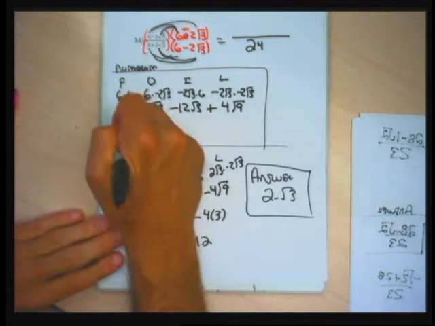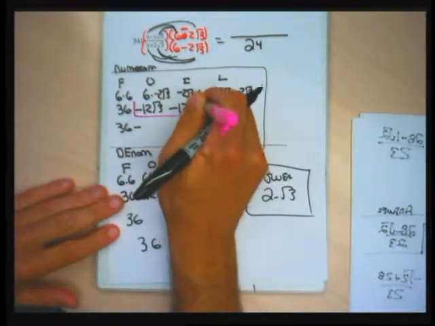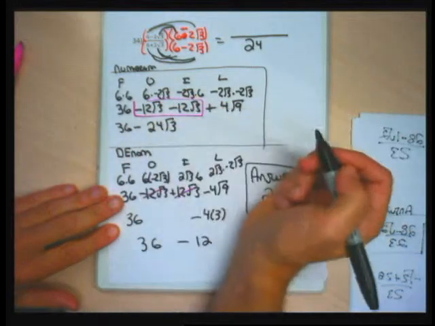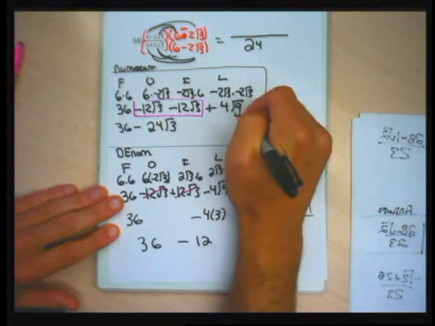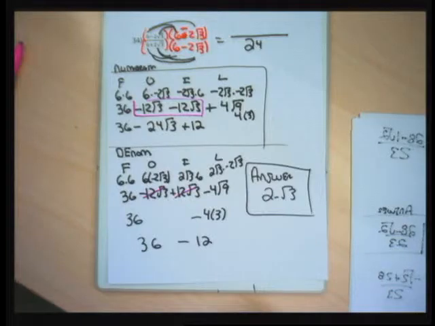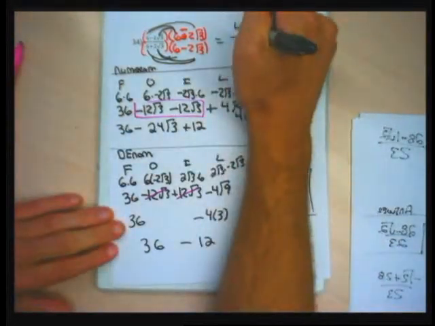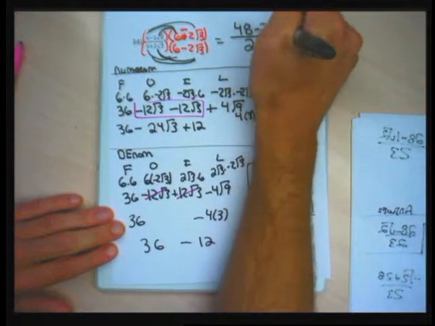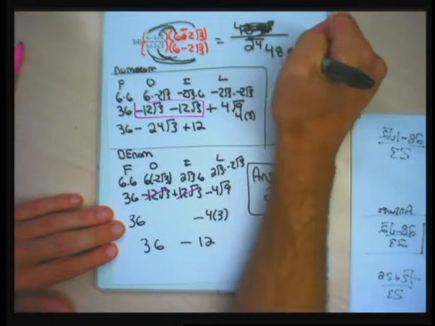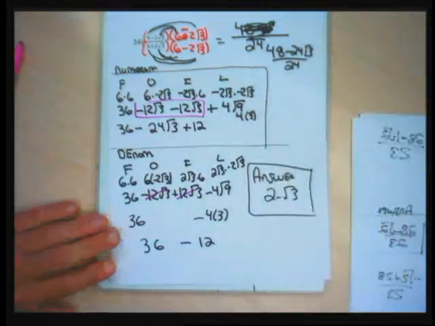So when I do this, I see 36 minus, these don't cancel. You add the 12's and keep them negative, so it's going to be minus 24 square root of 3. And my lasts are going to be plus 4 times 3, so it's going to be plus 12. So for my lasts, my 36 and my 12 are going to add up to be 48. So I get 48 minus 24 square root of 3 over 24.